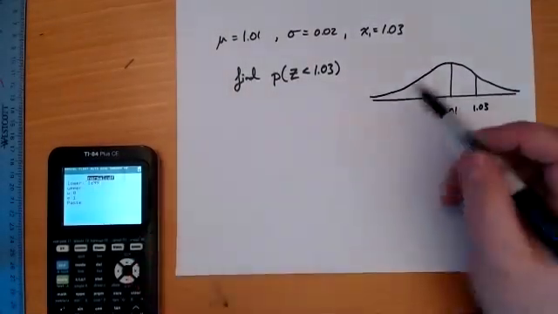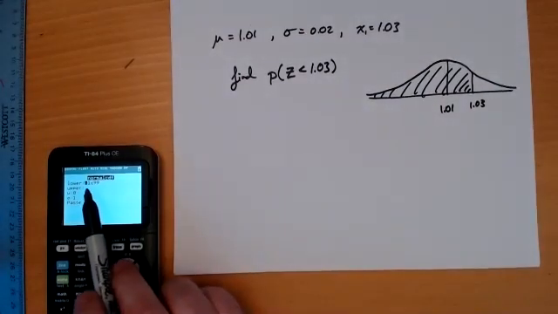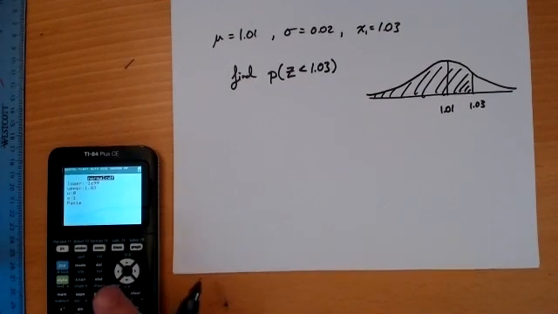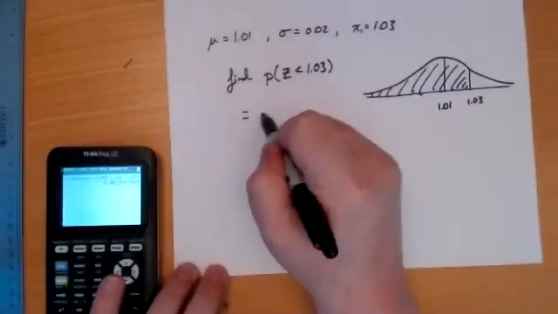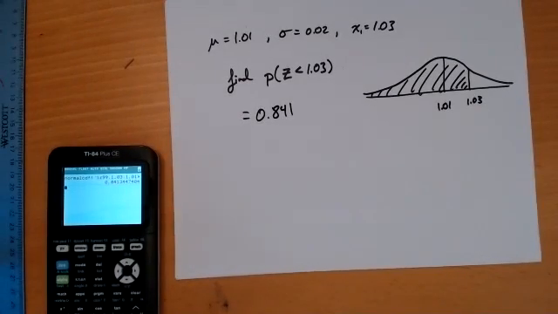So my lower bound is going to be, because I want everything from here over, basically negative infinity, -1 times 10 to the 99th. My upper bound is 1.03. My mu is 1.01, and my sigma is 0.02. And it spits out that probability. Remember, give it to me with 3 sig figs, please.